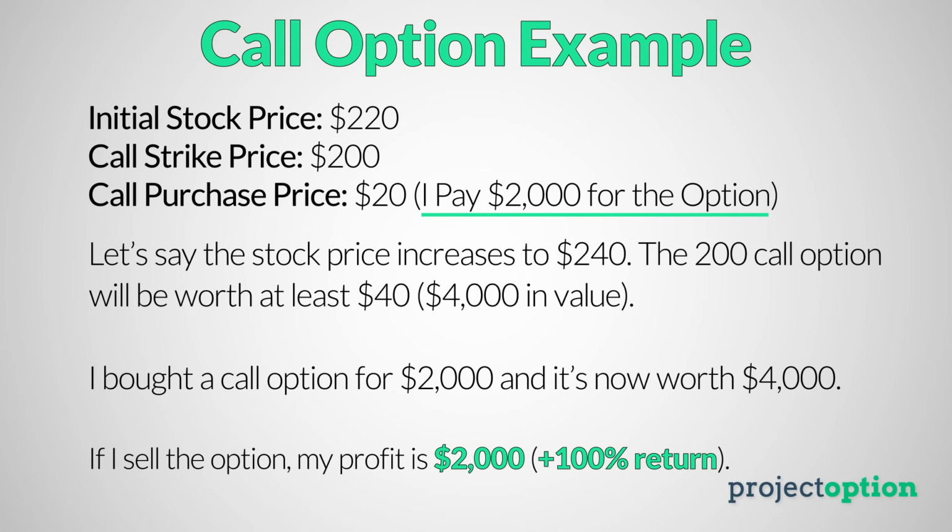And if I calculate the profit on that trade, if I purchased the call option when it was $20, I had to pay $2,000 for that call option. If Apple's stock price increases to $240, my 200 call option is worth at least $40 now, and when we multiply by the option contract multiplier of 100, we get a valuation on that option of $4,000. So if I bought the option for $2,000 and it increased to $4,000 through Apple's stock price increase, I could go ahead and sell that call option for $4,000, realizing a $2,000 gain on a $2,000 investment, which would be a 100% return on the money that I put into that call option.